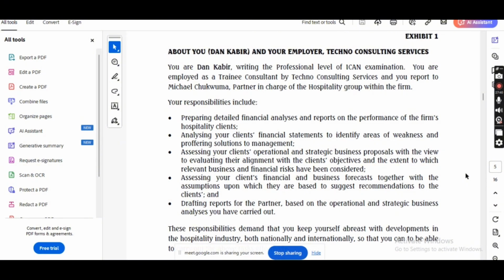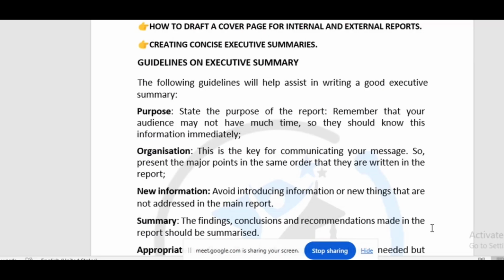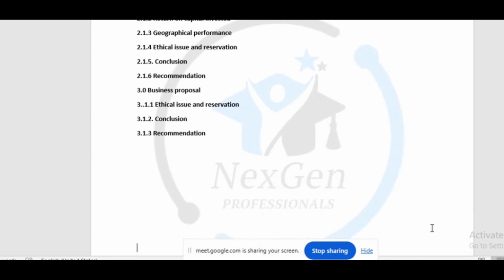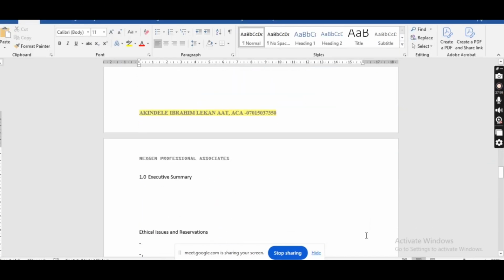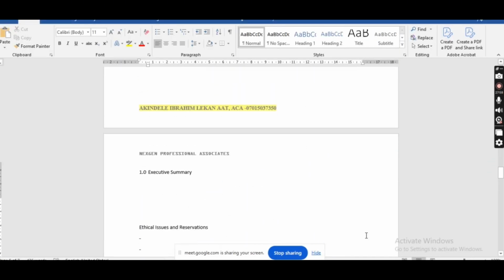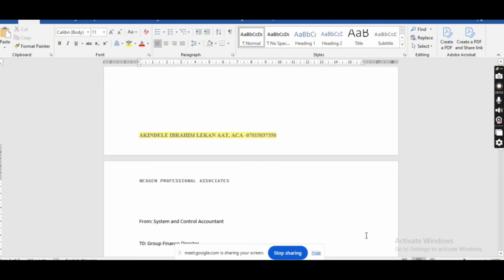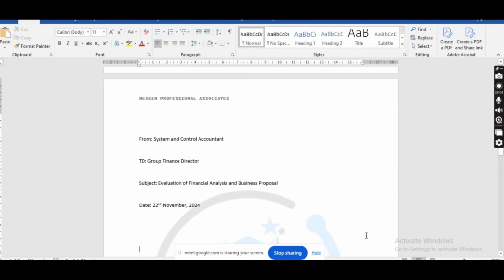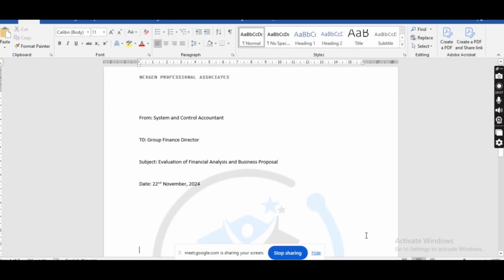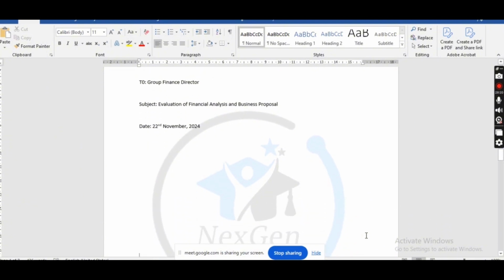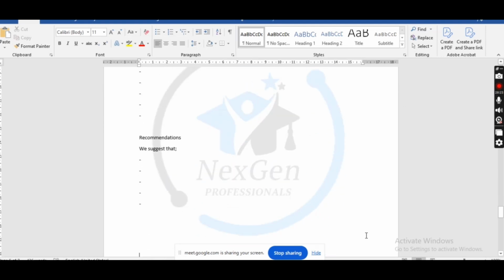You have to do it as an external report. Now, our answer plans. Let's quickly start our answer plans. This is what we did yesterday. You can see this is an internal report. At least you can see the format of the cover page for an internal report: systems and control accountant, reporting to group finance, the subject business proposal, and your date of examination. And this is just what we will do today.